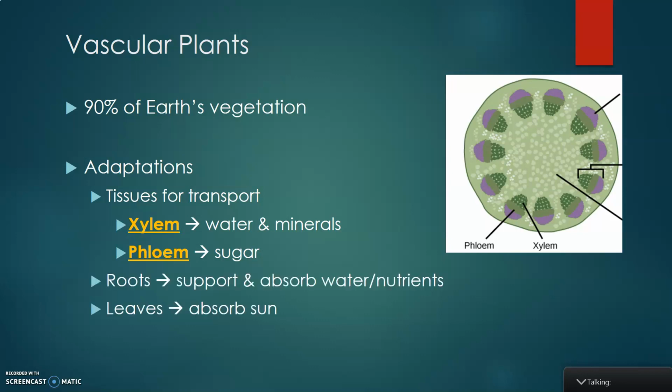And in addition to just having these tissues for transport, the root systems of vascular plants evolved to be quite large so that they could maximize absorption of water and nutrients from the soil. And their leaves evolved to be really broad so that they could maximize their absorption of sun. And if plants make their food from sun, then bigger leaves means more sun absorption, means more chance of making more food. And this allowed them to be pretty successful on the earth.